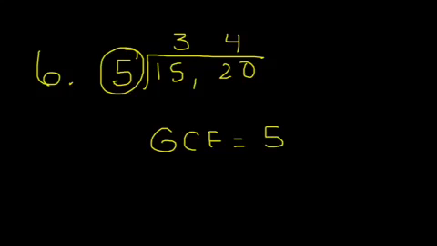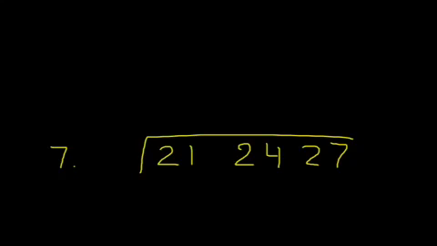Okay? Number 7. Now, number 7 has 3 numbers. So leave a little bit of space between the last 2 because you may have to go up a little bit. I'm not sure if you have to on this one or not, but the 3 numbers are 21, 24, and 27. What can they all be divided by? Well, they can all be divided by 3. 3 goes into 21 7 times, 3 goes into 24 8 times, and 3 goes into 27 9 times.